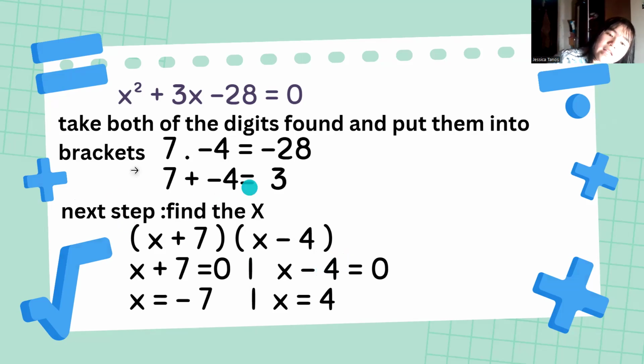The next step here, as you can see from the instructions given in the PPT, is to find the x. To find the x, we need to make it single. Single like you. I'm joking.